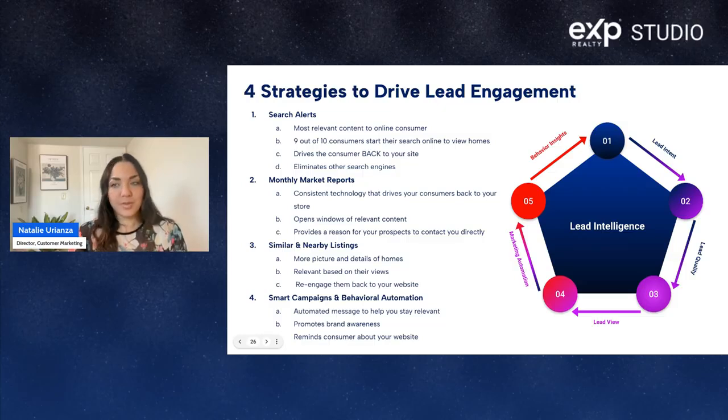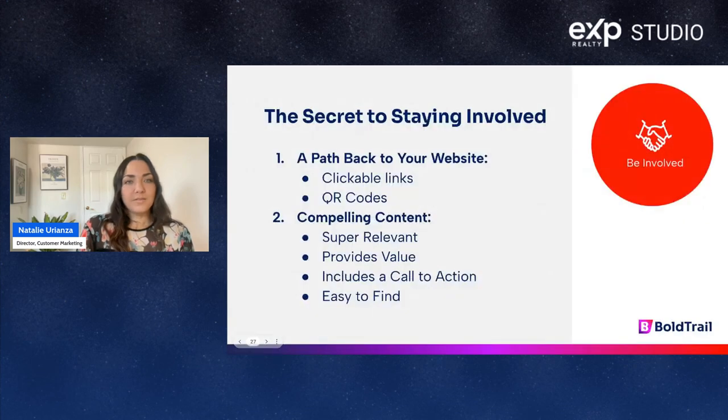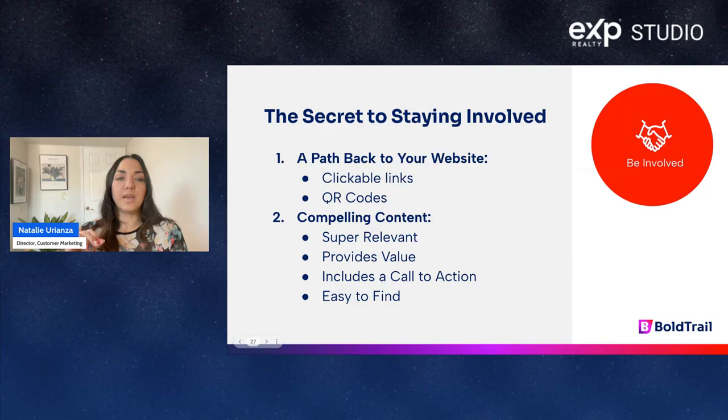They don't have to respond to you, but 9 times out of 10, they will engage and look at those similar properties. So these strategies are really effective. These are strategies that you can use to create compelling content. This is your, be involved kind of portion. This is how really you stay involved. It doesn't matter if they're in phase 1, phase 2, phase 3. We know that relevant content is a huge driver of lead engagement.